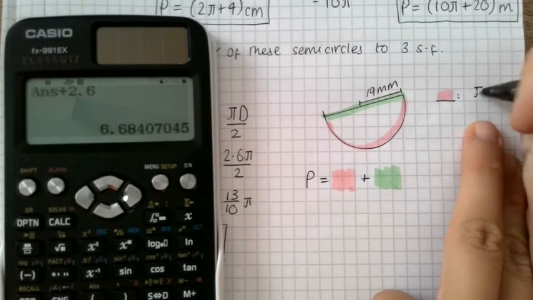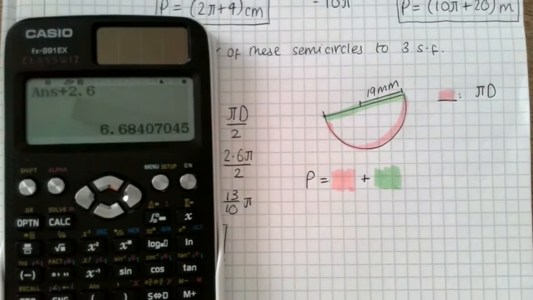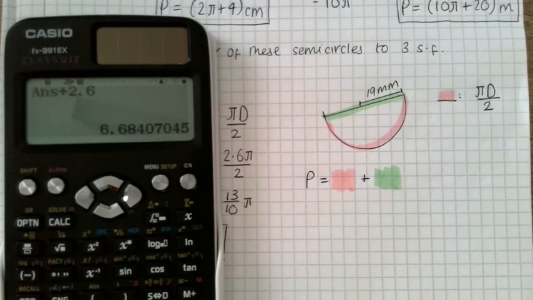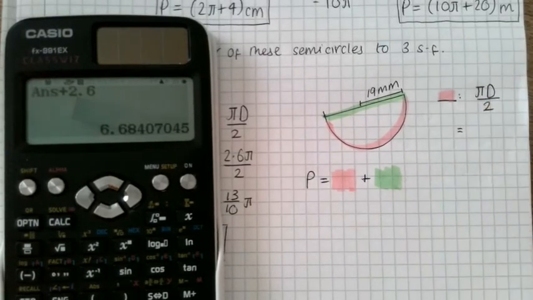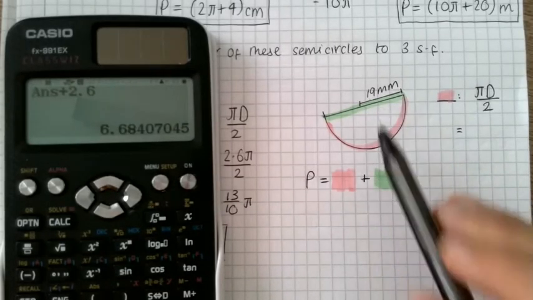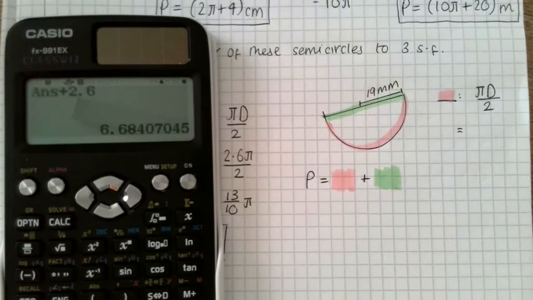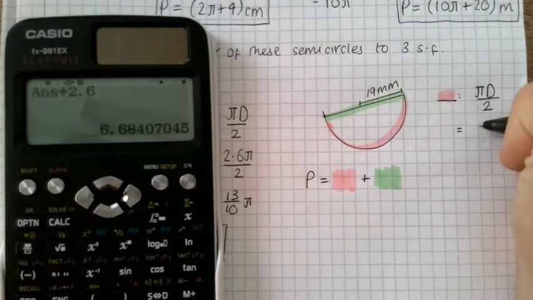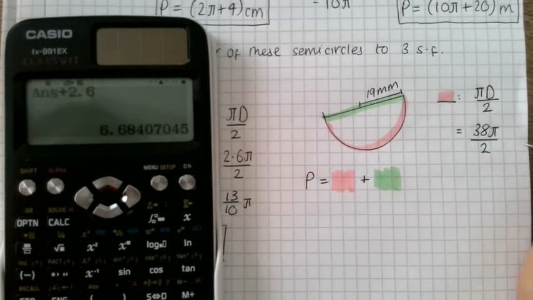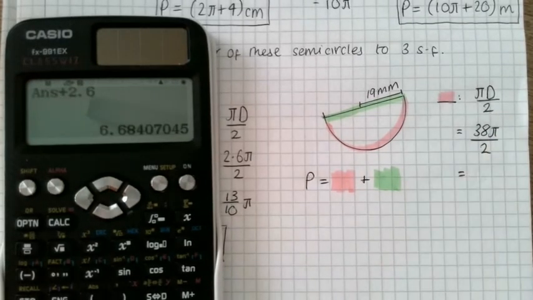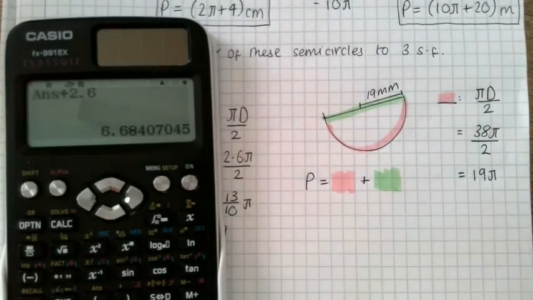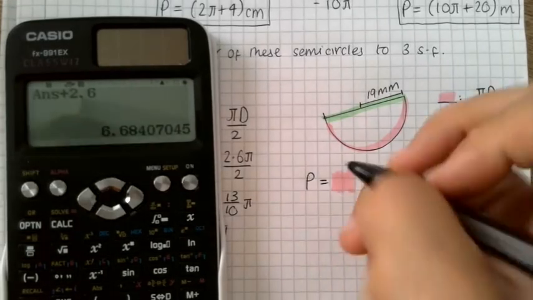For a full circle, the length around a full circle is pi d. But because we're dealing with a half circle, we divide it by 2. So I'm going to substitute in the diameter. I've been given the radius 19, so my diameter is going to be double that. So we need 2 times 19, which is 38. So we have 38 pi over 2, and 38 over 2 is 19. So we have 19 pi as our pink length, which I'm going to write straight into here.